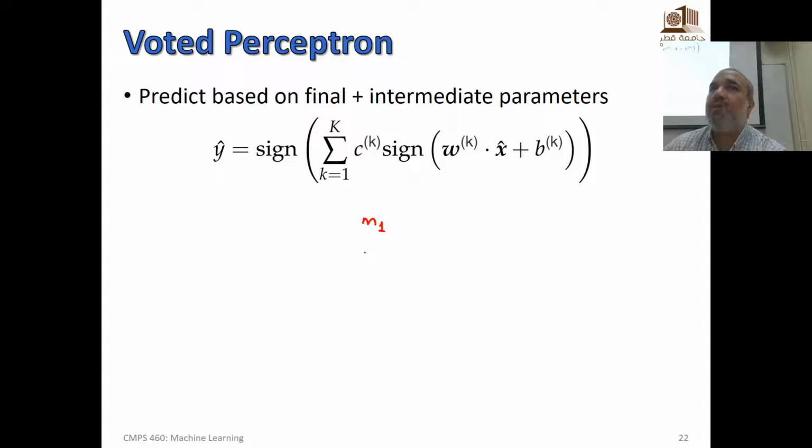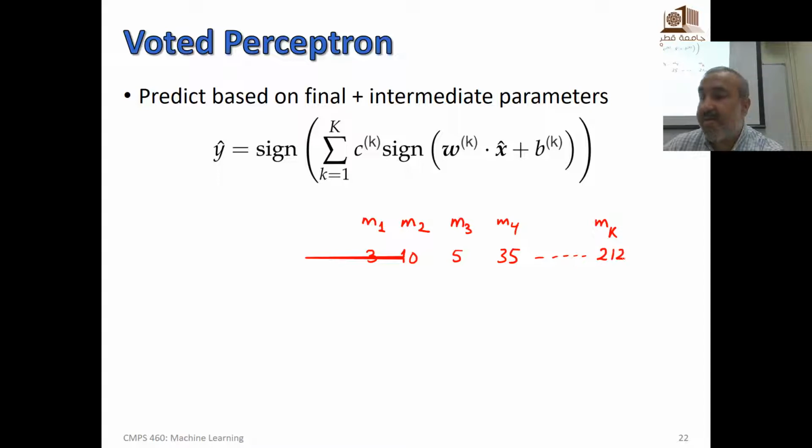And maybe model 1 was there for 3 examples. After the third example, it made a mistake. So we got a new model, changed M1 to get M2. Okay, M2 survived for 10 examples. Then updated to M3. M3 survived for 5 examples. Then M4 survived for 35 examples. And so on. Okay, maybe the last one, let's call it capital MK here, survived for 212 examples.